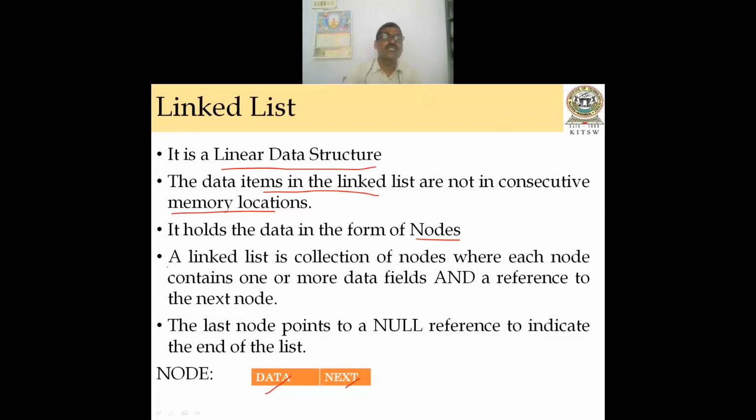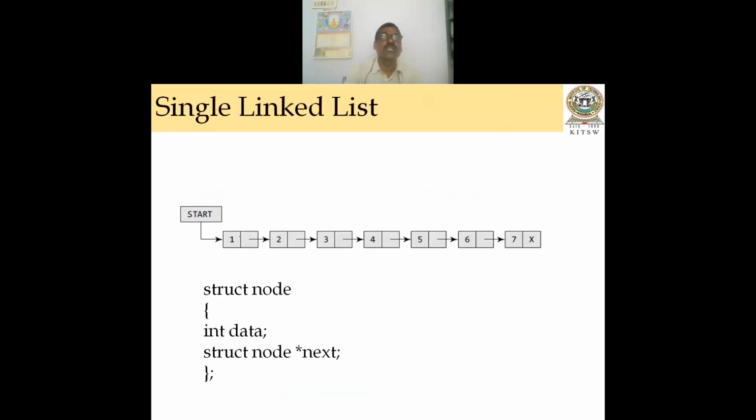A linked list is defined like this. It is a collection of nodes where each node contains one or more data fields and a pointer or a reference to the next node. The last node points to a null reference to indicate the end of the list. So this is the node structure. Every node will have data and the pointer which is used to store the next node address. This is node 1, storing the data 1, and this is the link field which is used to store the address of the second node.